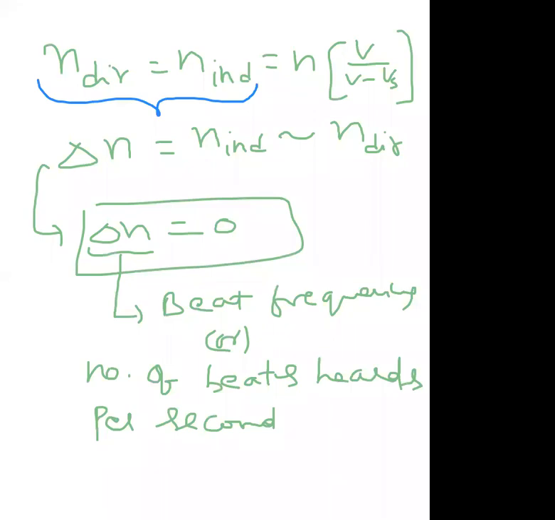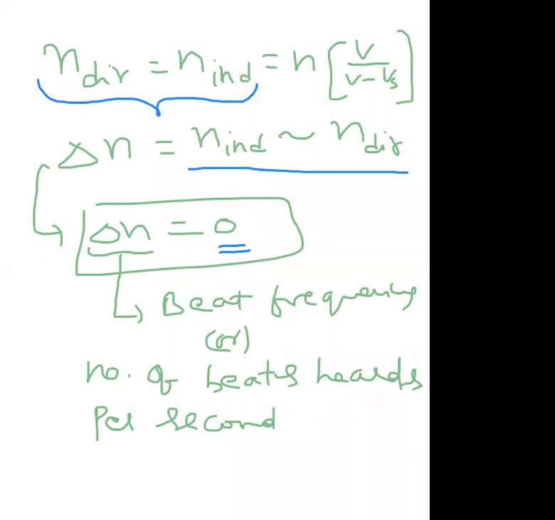As both are the same, what can we write here? Whenever you take the difference between direct and indirect, what will happen? As they are the same, the difference will be 0. So the beat frequency is 0. Now, what is beat frequency? The number of beats heard per second is 0. That is the situation in the Doppler effect when the observer is in between the car and the wall, and the car is moving towards the wall.